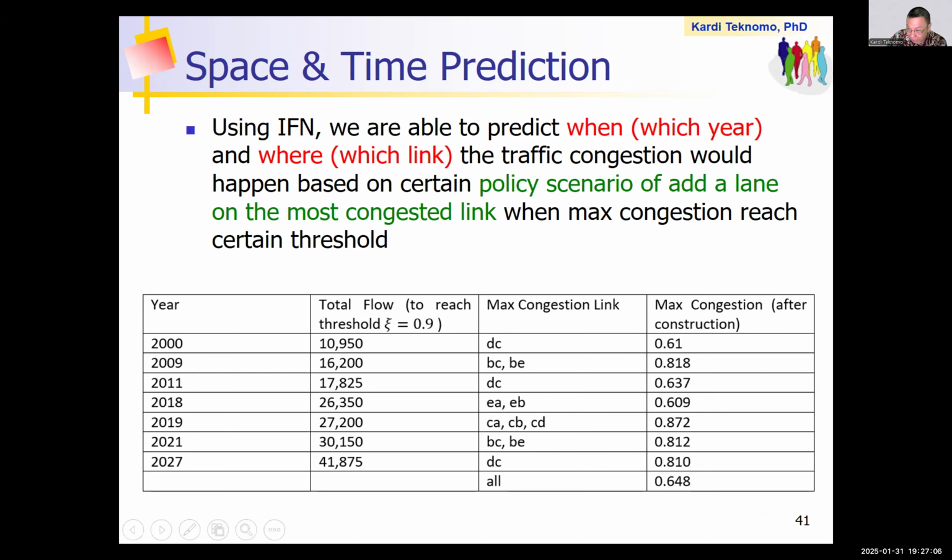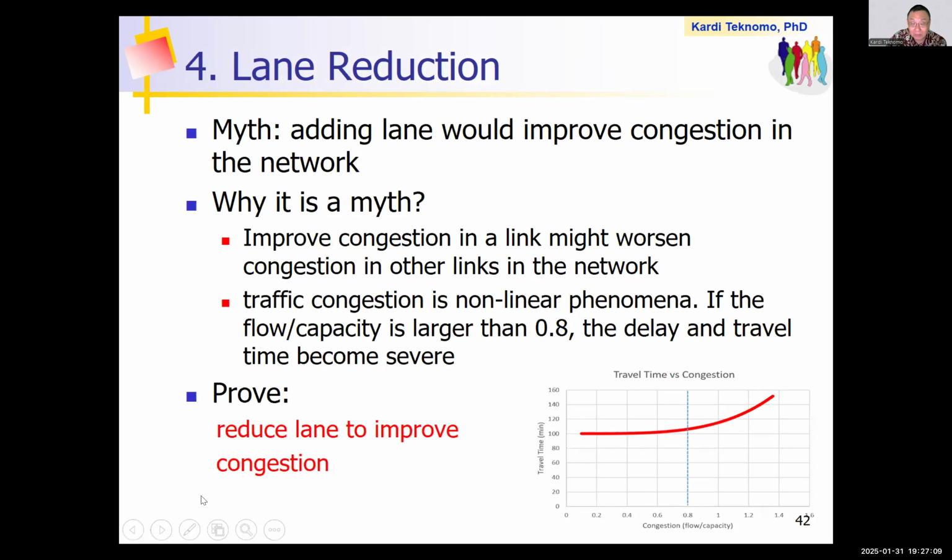Another example in transport is lane reduction. Every time we talk about transport, you always want to increase the number of lanes, isn't it? But what will happen if we reduce the number of lanes? Is it possible to improve the congestion by actually reducing the number of lanes? If we can do that, then we actually remove the myth. It is actually a myth that adding lanes will improve congestion.